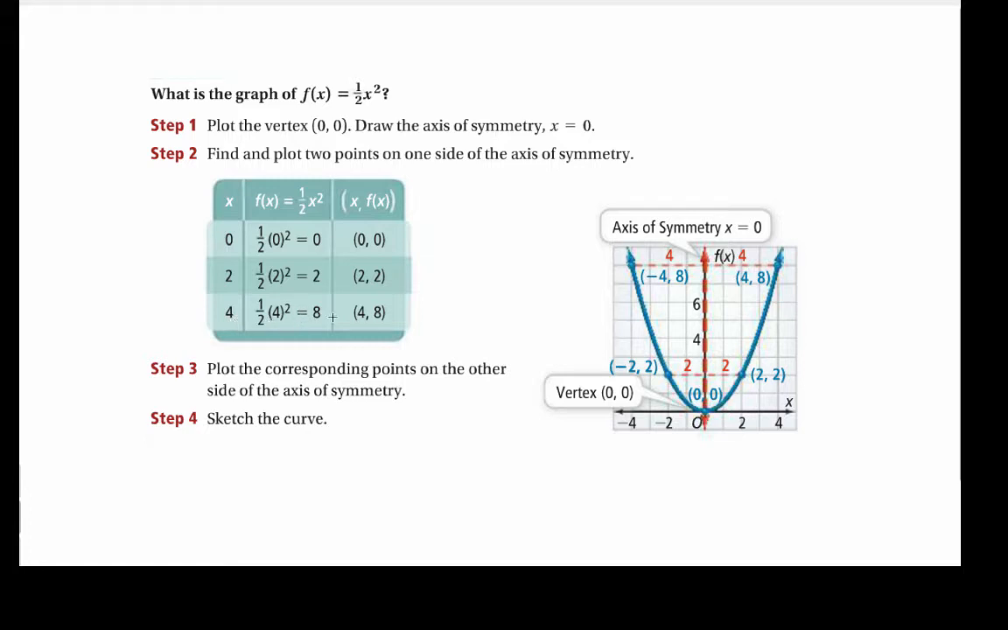Okay, this function evaluates to 8 when we plug 4 in, so we have (4, 8) on our graph. So what we do is we go ahead and plot those points. All right, so here's (0, 0), here's (2, 2), and here is (4, 8).